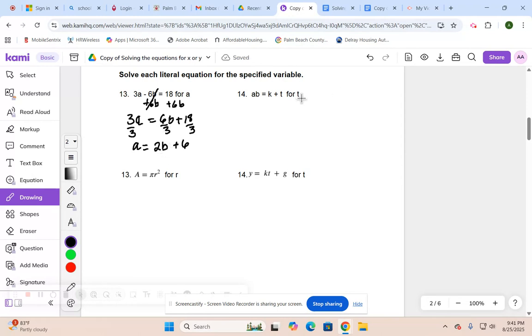Okay, this one we're being asked to solve in terms of t. So I'm going to subtract k from both sides, or minus 1k. So the k's will cancel here. I'll have ab from here, minus k from here, and I'll just have t on this side, and I'm done. I solved it for t.